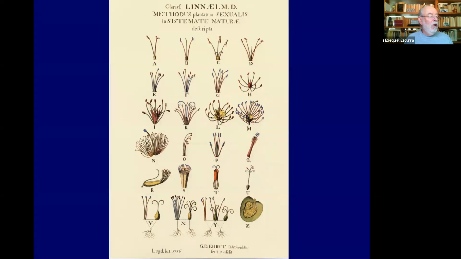So he spent a lot of time making these type of illustrations that I'm showing you here, trying to understand the sexual parts of plants, because he believed that by understanding the shape of the flowers, he could find an objective way to classify plants in nature.